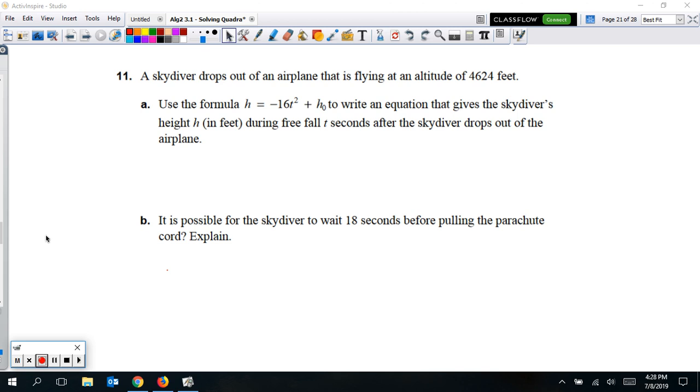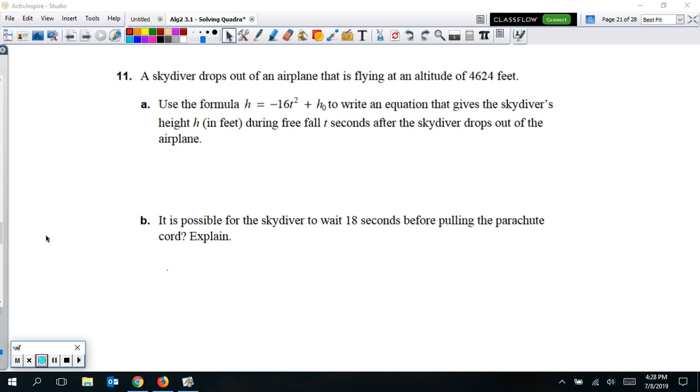Okay, so number 11 is a word problem, kind of a real-life problem, and it applies to a quadratic equation. This is about skydiving, something I've never done and do not plan ever to do. A skydiver drops out of an airplane that is flying at an altitude of 4,624 feet.